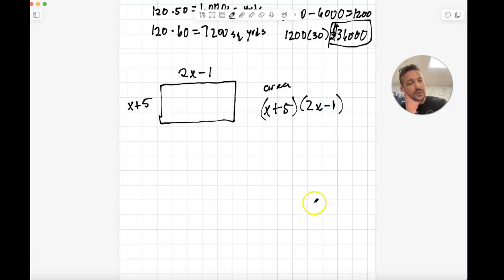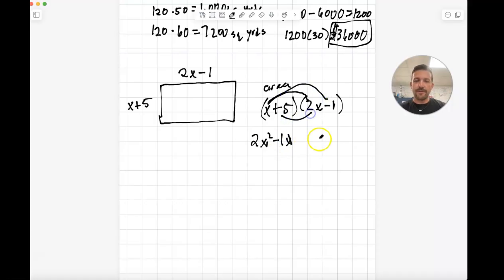If you're going to multiply those two things, that means we have to do FOIL. x times 2x makes 2x squared. x times negative 1 makes negative 1x. 5 times 2x makes plus 10x. And then 5 times negative 1 makes negative 5. Then we combine like terms. So 2x squared plus 9x minus 5.